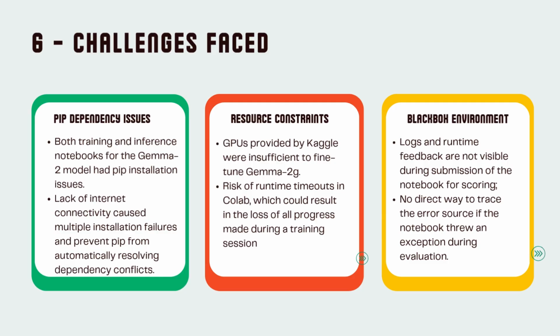During the submission of the notebook for scoring, logs and runtime feedback are not visible. This means that if the notebook threw an exception during evaluation, there was no direct way to trace the error source. To address this, a custom logging utility was developed to print out process checkpoints and confirm which code section executed successfully before failure.